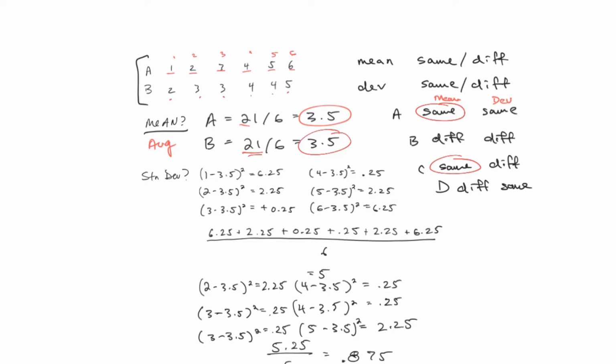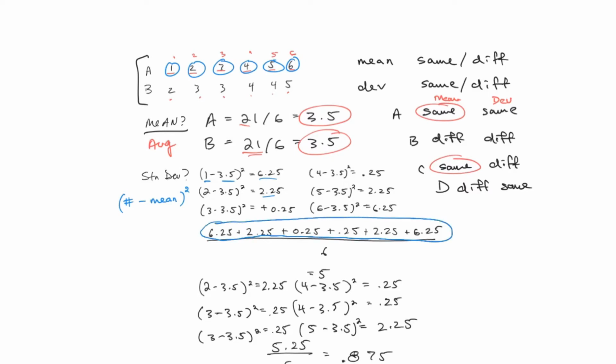Now, standard deviation is basically taking each of these values, 1 minus the mean, and squaring it. So 1 minus 3.5, 2 minus 3.5, squared. So basically you're taking each of these numbers, subtracting your mean, and squaring it. And then you're taking all those numbers that we got, all these 6 numbers here, adding them up and dividing by the amount of numbers we had, which was 6.